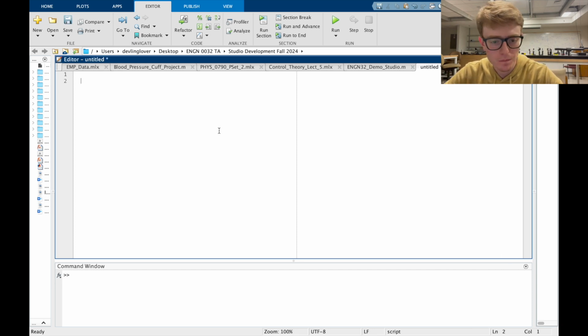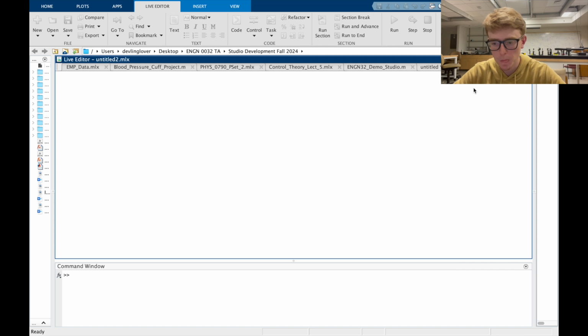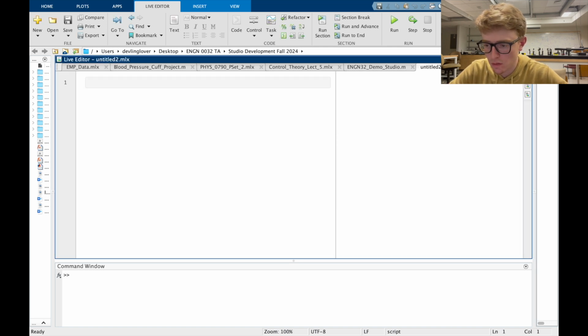So first things first, we're going to go up to New, and we're going to go to Live Script. Okay, so New, Live Script. Notice that I'm on the Editor panel, so if you don't see the option for New Live Script, go to Editor, and then New, Live Script, okay? That should open up this file format that says .mlx at the top. So you'll see that .mlx, okay? That's how you know you're in the right place.